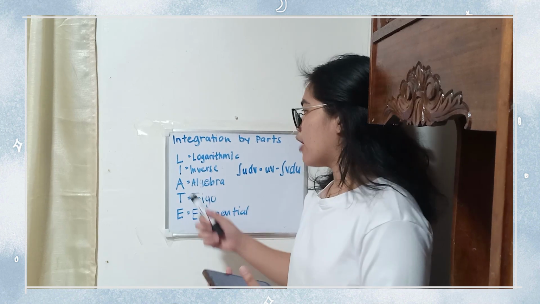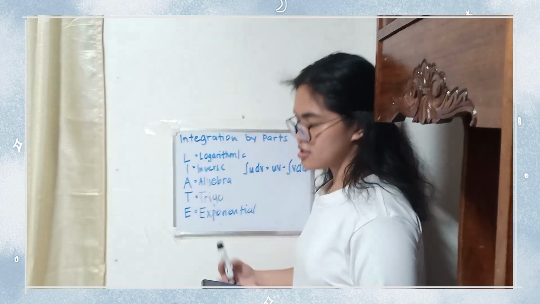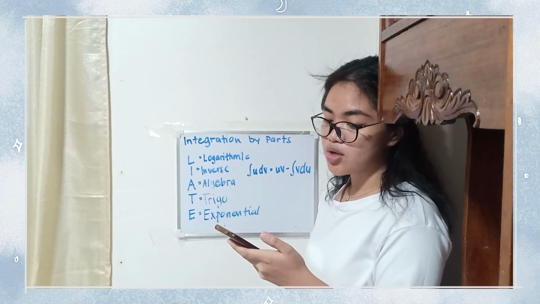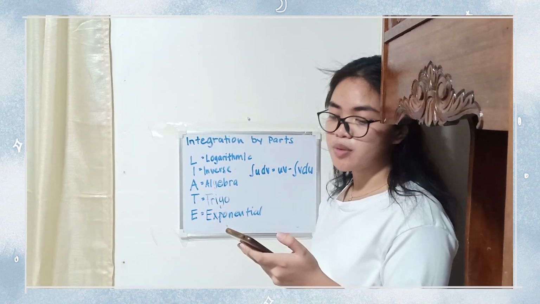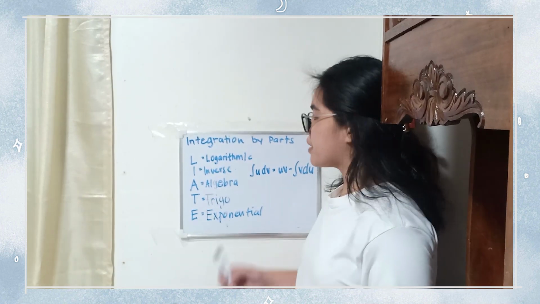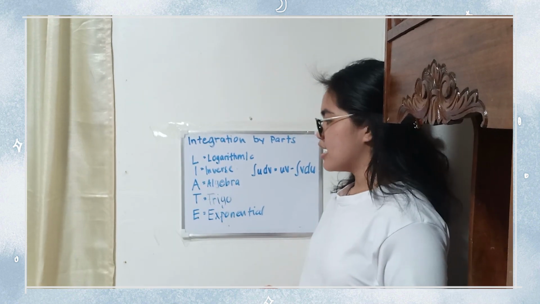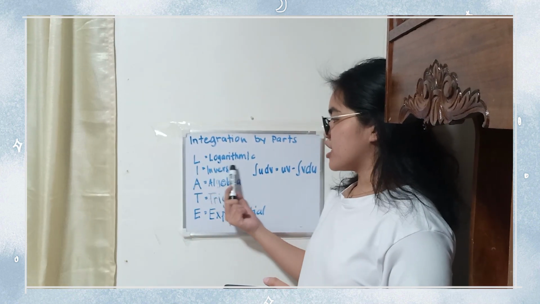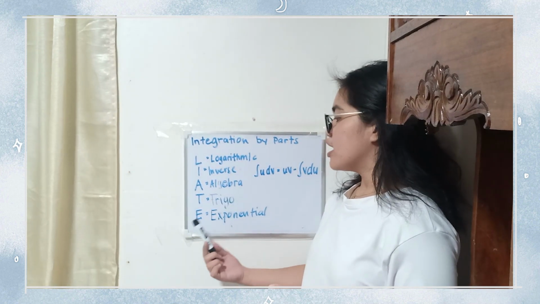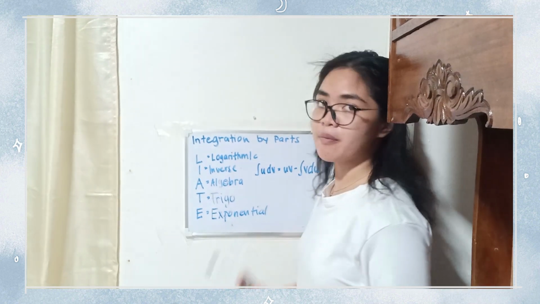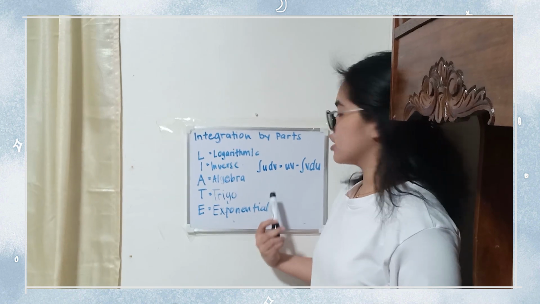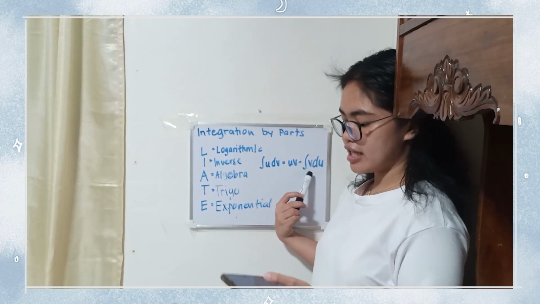Okay, now we're going to discuss integration by parts. Integration by parts is a simple method of integration that is often useful when two functions are multiplied together, but it's also helpful in other ways. In integration by parts, we're going to use DETAIL. L is logarithmic, I is inverse, A is algebra, T is trigo, E is exponential. In integration by parts, we need to follow this formula: integral of u dv is equal to uv minus integral of v du.